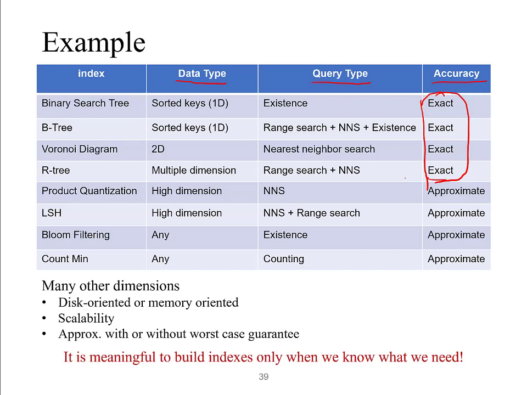When it comes to high dimensional queries, it's much more difficult than low dimensional queries, no matter what the query type is. But you can still get the idea here. So for different query types, we do have different index structures.